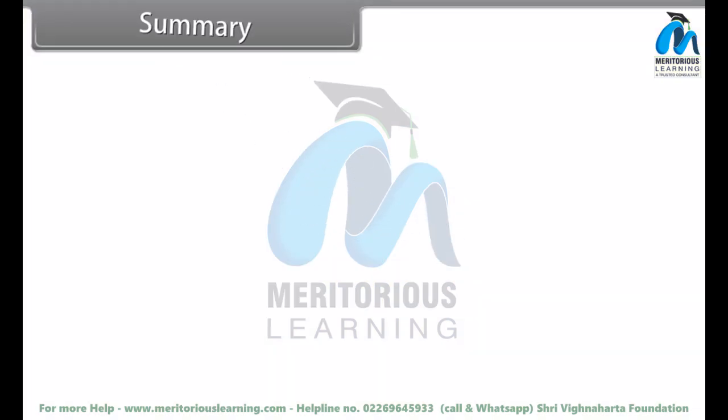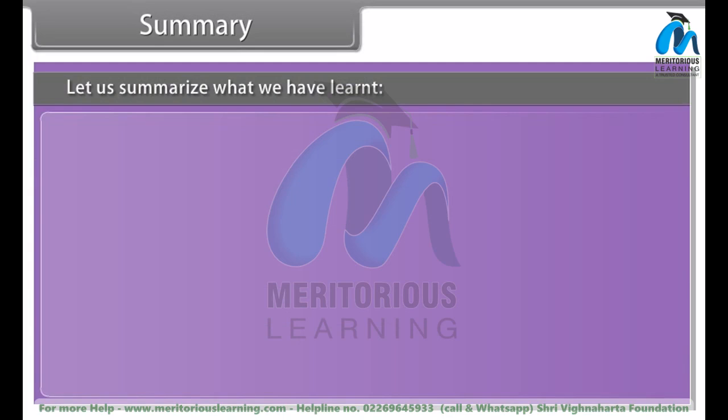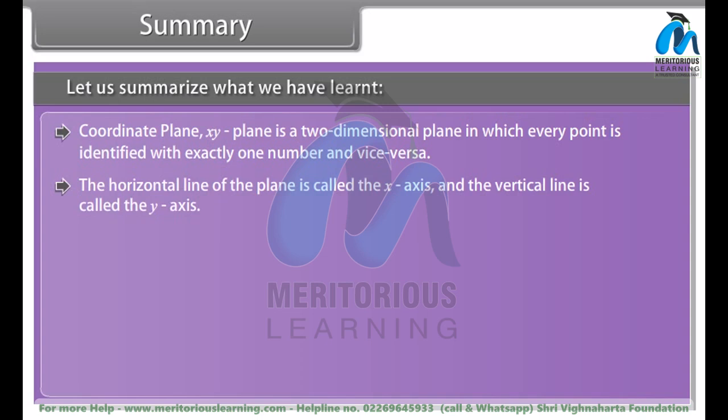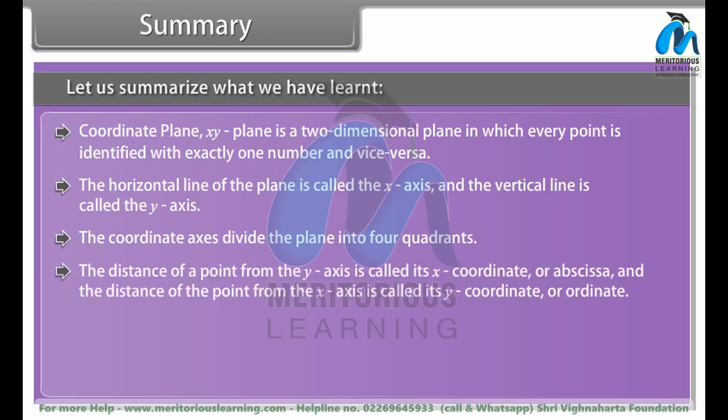Summary. Let us summarize what we have learned. The coordinate plane, the XY plane, is a two-dimensional plane in which every point is identified with exactly one number and vice versa. The horizontal line of the plane is called the x-axis and the vertical line is called the y-axis. The coordinate axes divide the plane into 4 quadrants. The distance of a point from the y-axis is called its x-coordinate or abscissa, and the distance of the point from the x-axis is called its y-coordinate or ordinate. The coordinates of the origin are (0, 0).